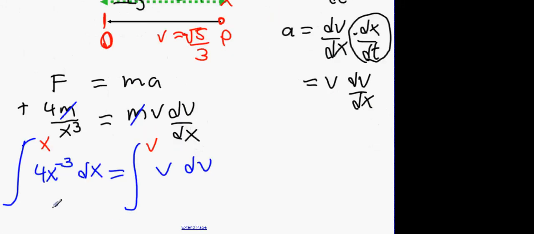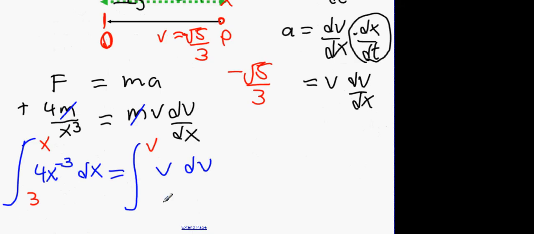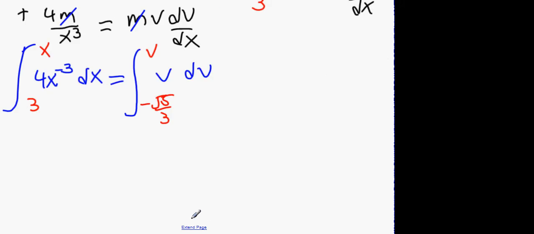So x equals 3. The velocity is root 5 over 3. But we have to remember it's minus root 5 over 3. Is that alright? Minus root 5 over 3. So that's where the tricky part comes in. Now the rest of it is actually quite simple.